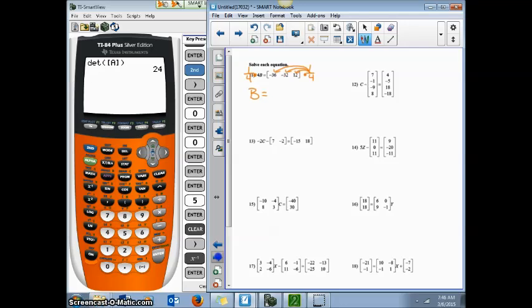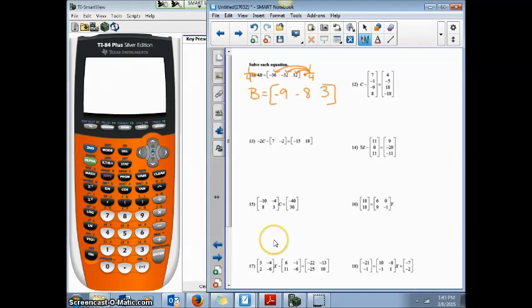So then I get B equals -9, -8, and 3. Okay, so you can put it in the calculator if you want to, but for this one you're just multiplying 3 numbers, so it's really not that bad. Let's go ahead and look at number 12.